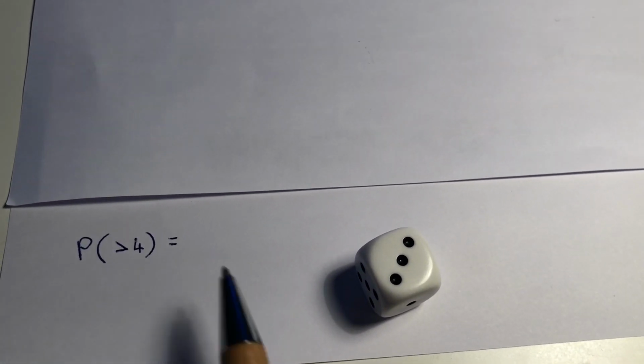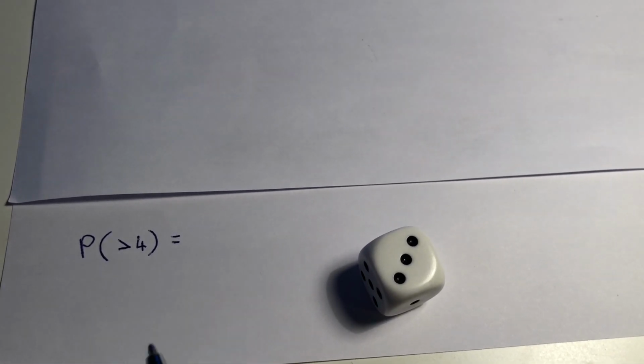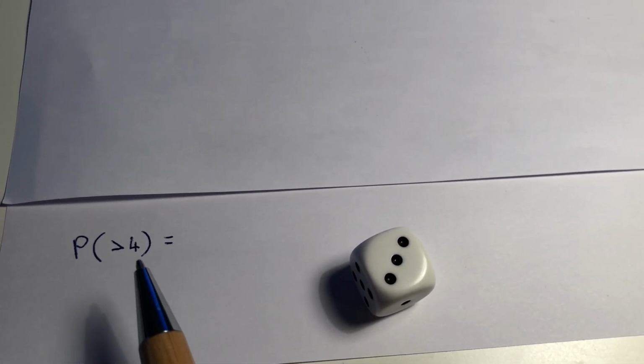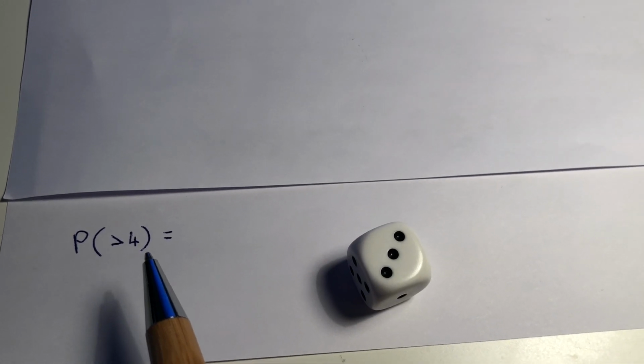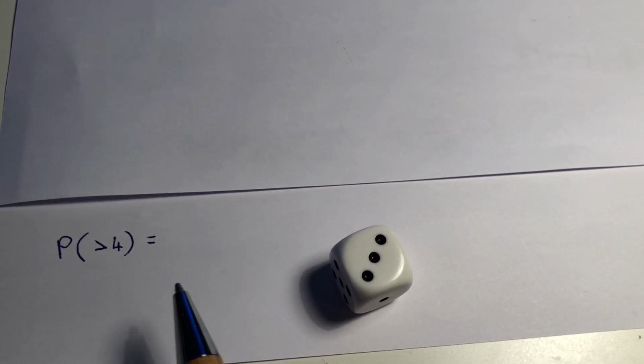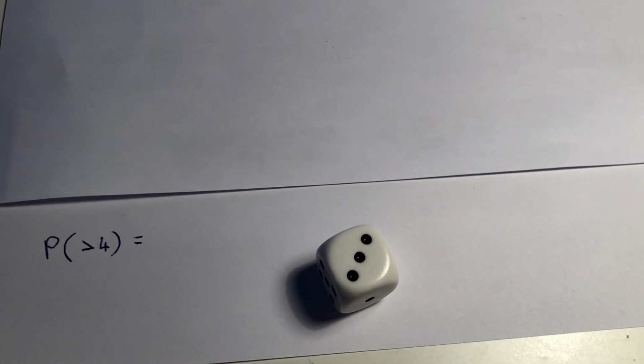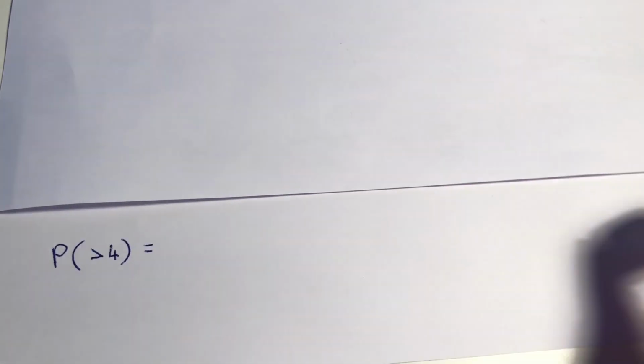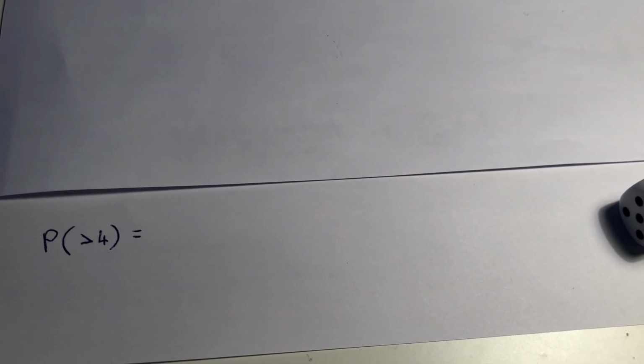Now, be very careful to understand these words correctly. Greater than means it must be bigger. It can't be exactly the same size. So we can't include the number 4. Well, we know that the numbers on a die are 1, 2, 3, 4, 5, and 6. So the only numbers that are greater are a 5 and a 6.